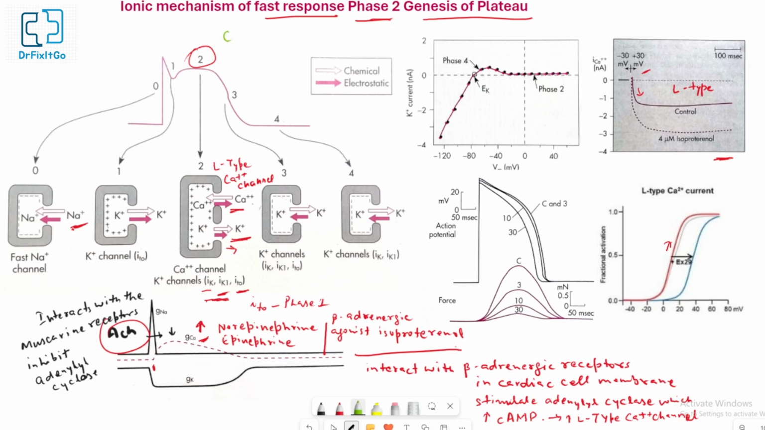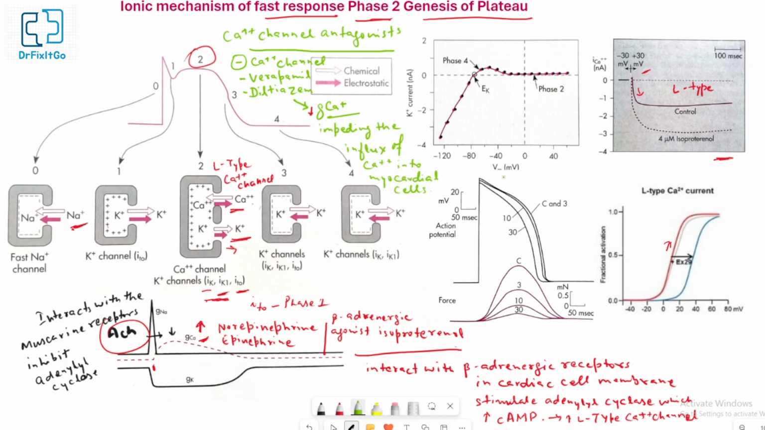The calcium ion channel antagonists are substances that block calcium ion channels. Examples include the drugs verapamil and diltiazem. These drugs decrease the conductance of calcium ion, thereby impeding the influx of calcium ion into the myocardial cell. The calcium ion channel antagonists decrease the duration of the action potential and diminish the strength of cardiac contraction, which is shown here.